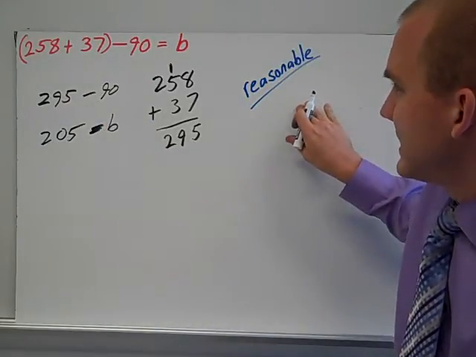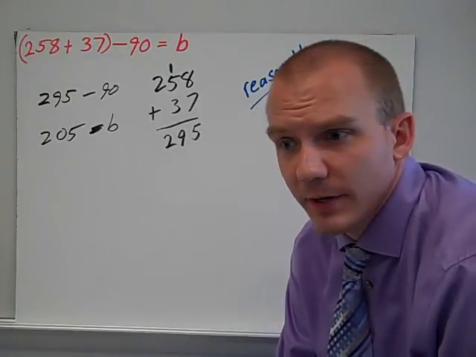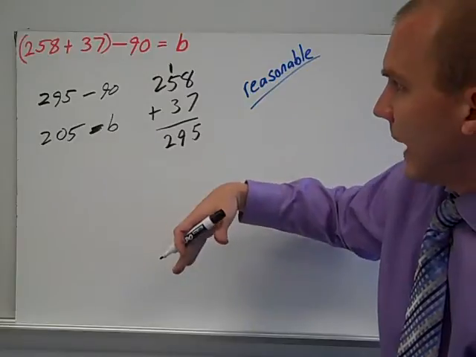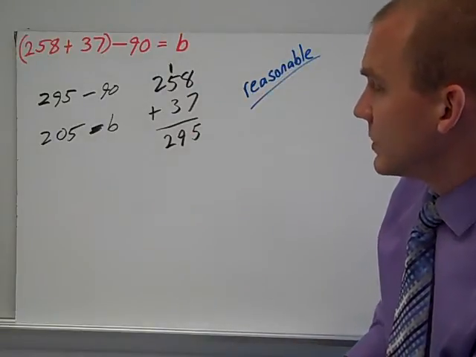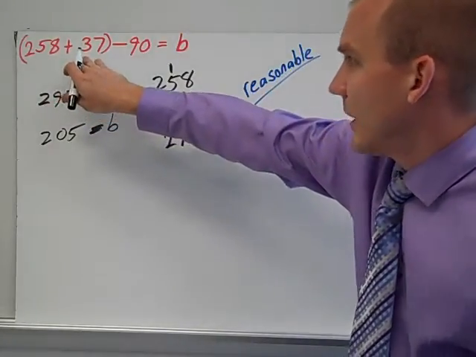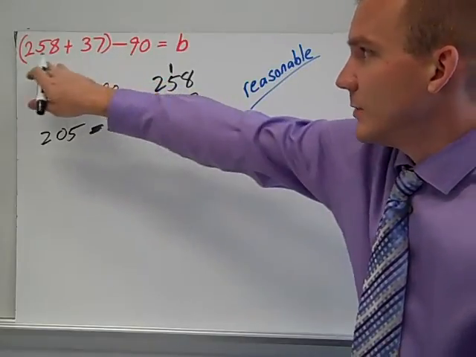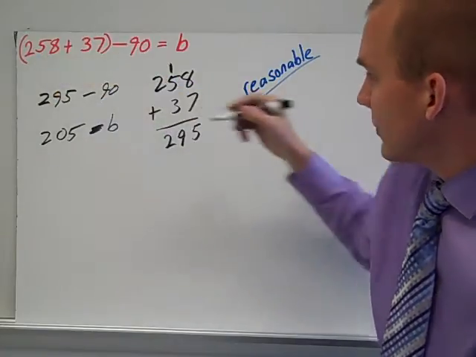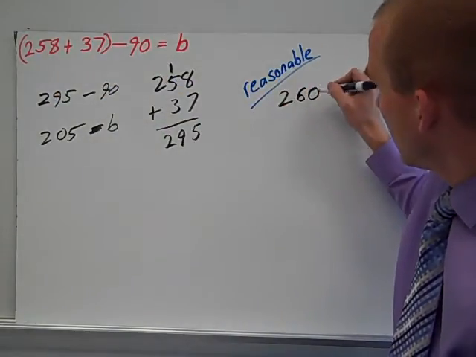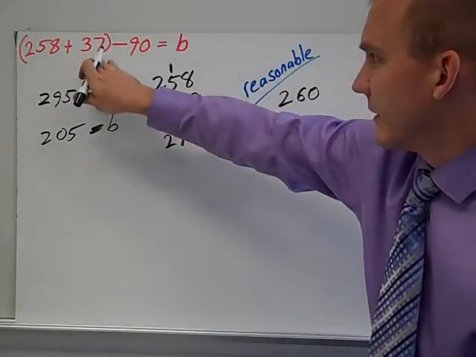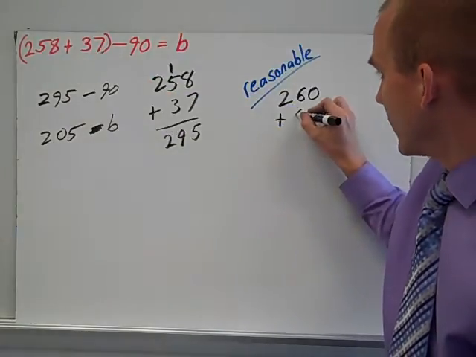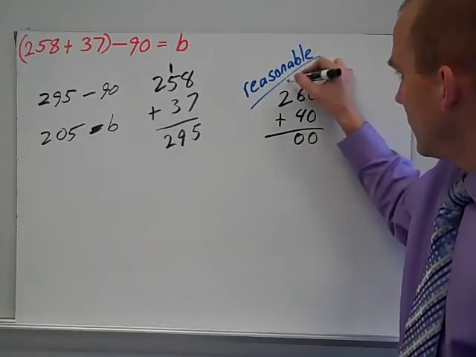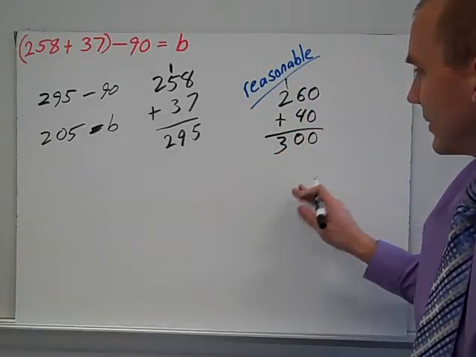Now I need to figure out, is this reasonable? Well, how do I know if it's reasonable? When you're dealing with big numbers like this, you're going to want to round and then just kind of redo everything. So you see my lowest place value is the tens. So what I'm going to do is round all these numbers to the nearest 10. 258, the 8 says to round up, so it's 260. Plus 37, the 7 says to round up, so it's 40. 260 plus 40 equals 300, so I'm at 300 now.